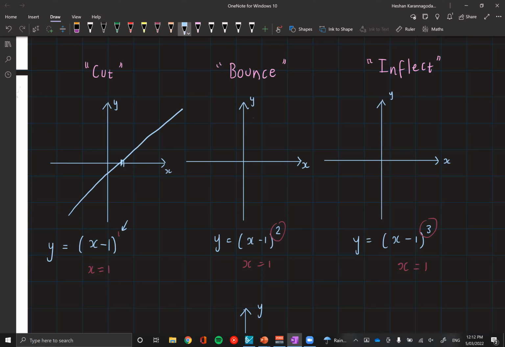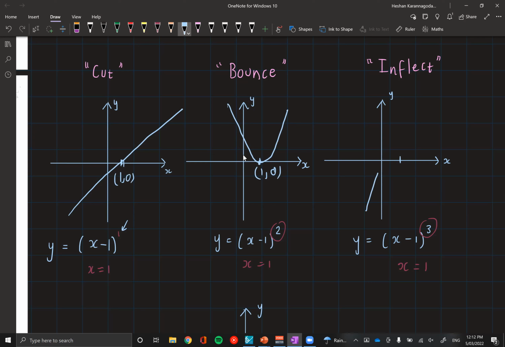For the second one here, we have (x - 1) squared. So that's just a normal parabola. y = x squared, but it's been shifted to the right by 1 unit. So (x - 1) squared is just a normal parabola that's been shifted, and it's going to bounce on this x-axis at (1, 0).